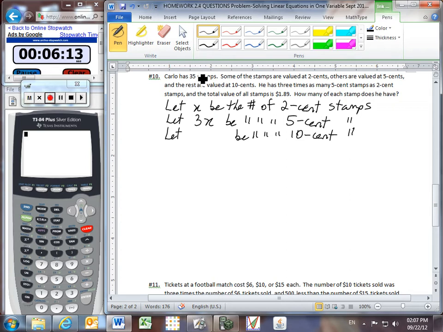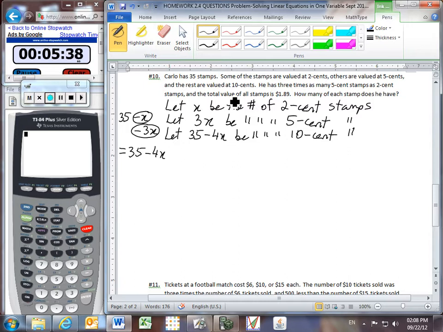So that must mean, like using the same principle as before, that 35 minus the total number of the other stamps would be the total of 10-cent stamps. So he's got to first subtract the number of 2-cent and then the number of 5-cent stamps, and then he'll be left with the number of 10-cent stamps. So that's going to be our expression. 35 total stamps, and if we take away both the x and the 3x, it's 35 minus 4x represents the number of 10-cent stamps that are left in his collection.